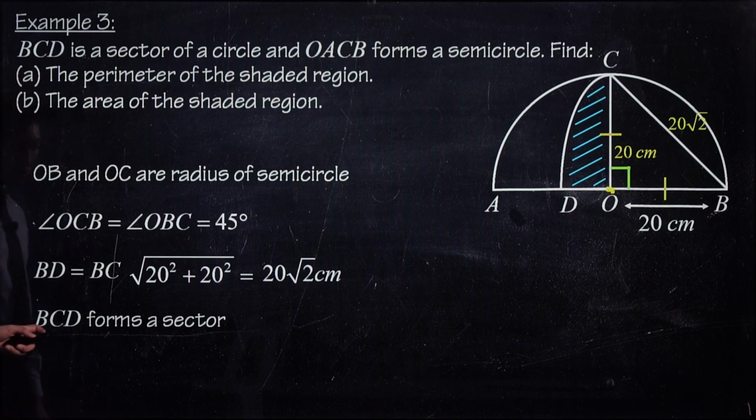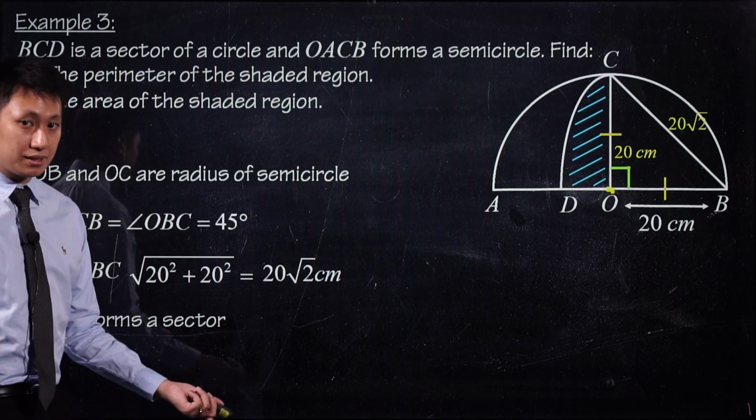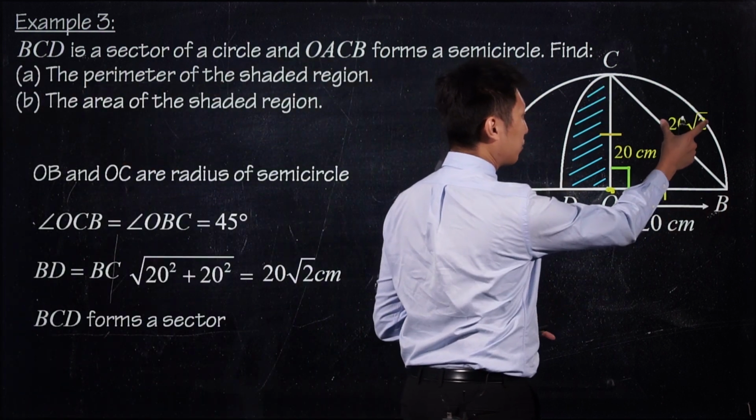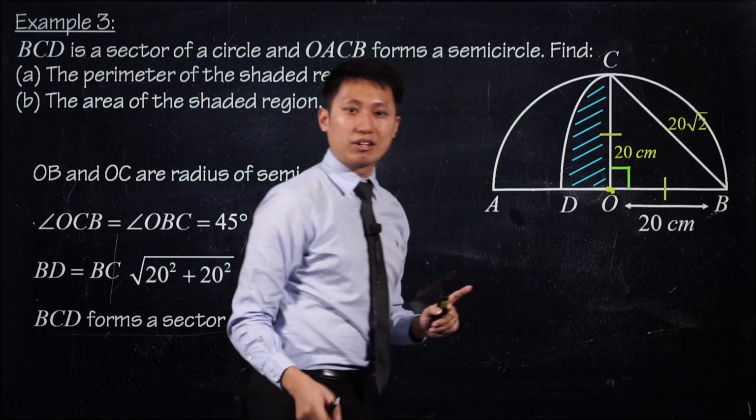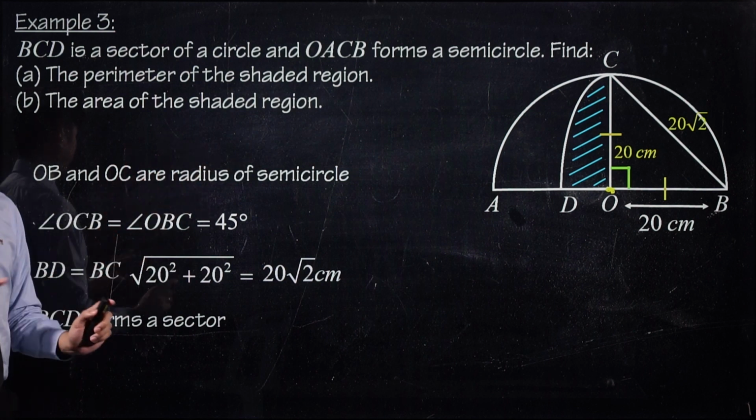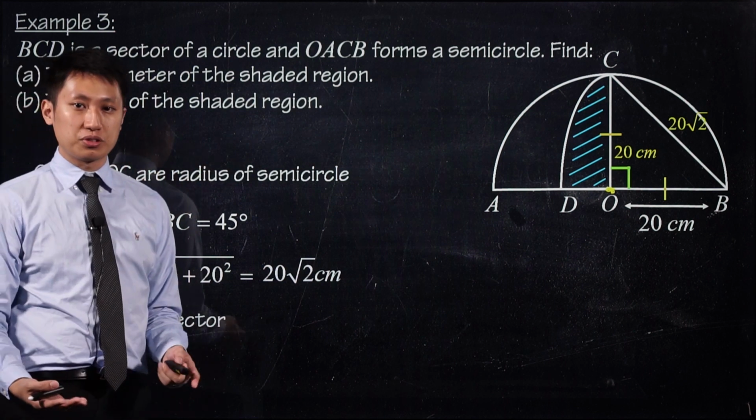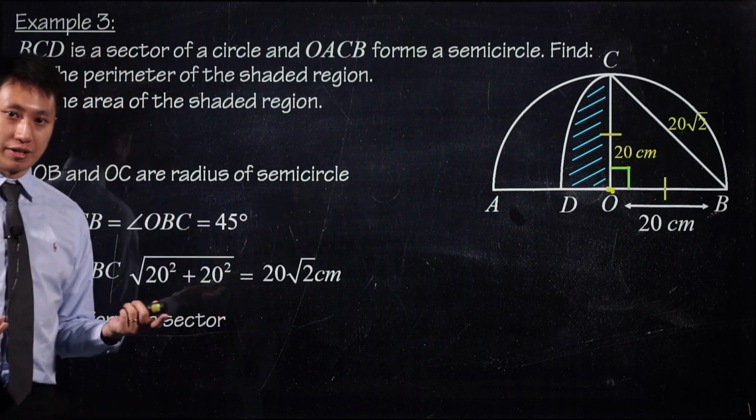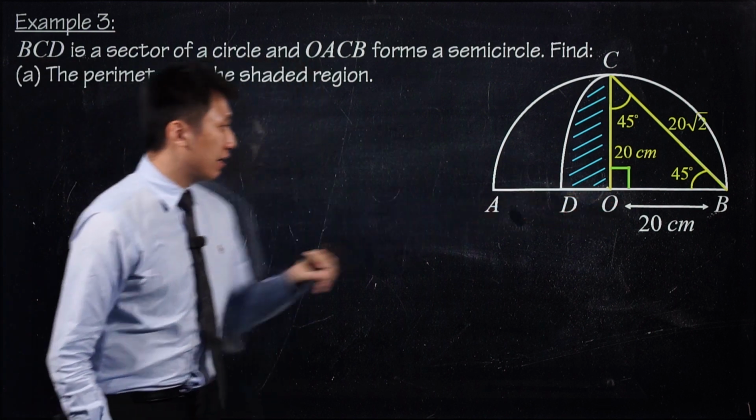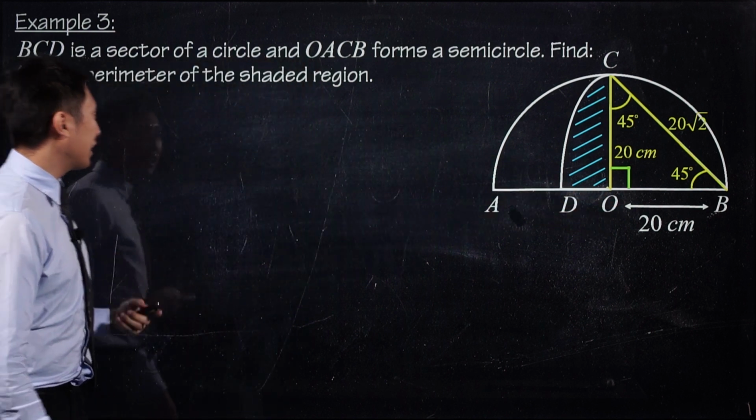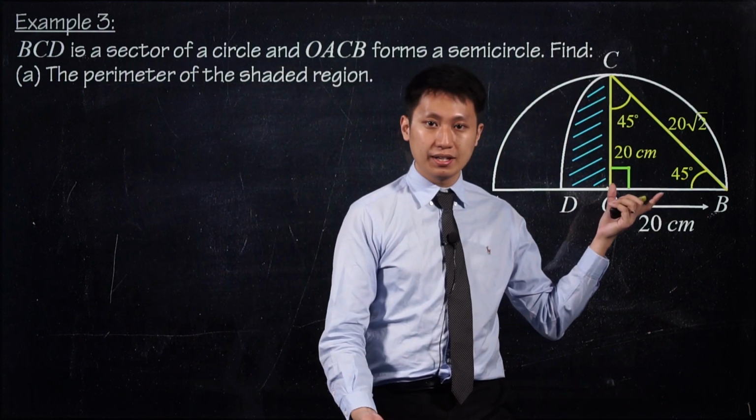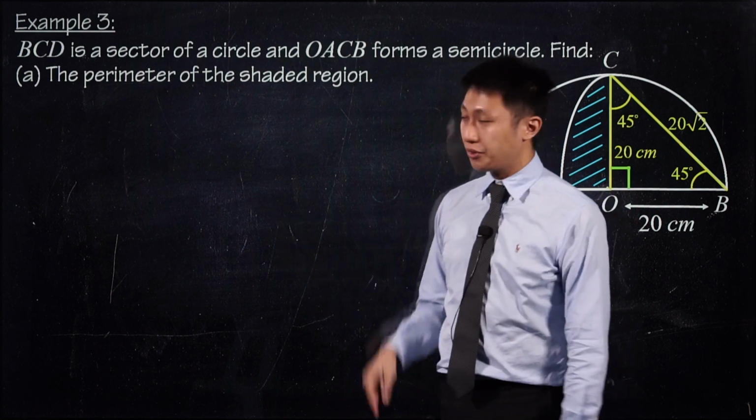Last one. BCD forms a sector. This one is what you have done. So you know this side and this side are the same, so this is 20 square root 2. This one must be 20 square root 2 as well. Now you basically know everything you need to solve. So let's move on to the next one. I put all the things here already, so you'll be able to solve comfortably. If you can, try to solve this because I've told you all the information already. If you can't, then we'll do it together.